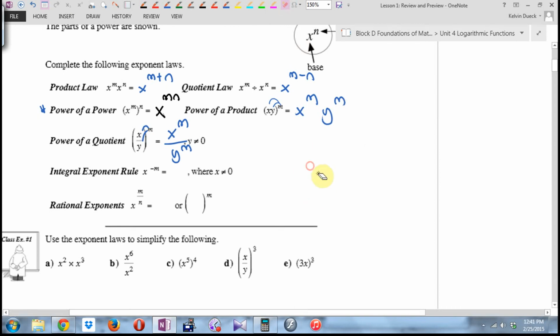So the mathematical definition: x to the negative m equals 1 over x to the m, but you can make a little note here. Elevator. There's dumb analogy number 1.